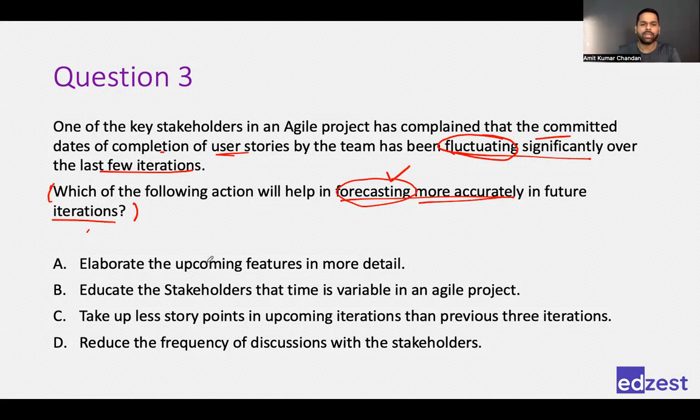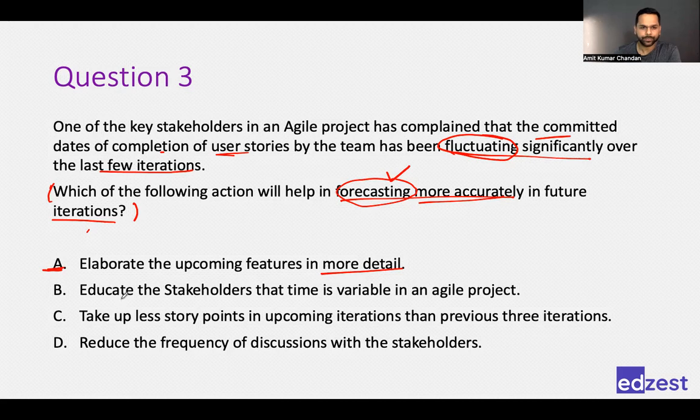Okay, let's see. Elaborate the upcoming features in more detail. If you elaborate the upcoming features in more detail, you will have more understanding about the feature. If you have more understanding about the feature, you will be able to forecast a little bit better. The more we understand, the better we forecast. We understand better in project management, in the traditional approach. That's why we forecast in the beginning itself how the project will get completed. We don't have that luxury in agile. That's why we forecast only for a week or 2 weeks. So the more clarity we have, the more accurately we will be able to forecast. So this is a good choice.